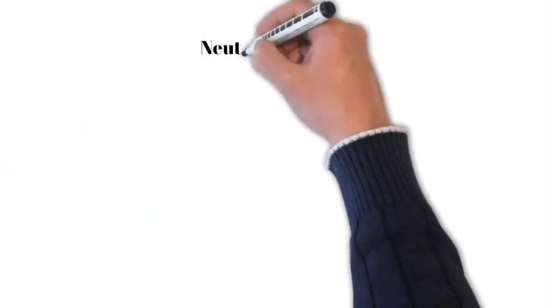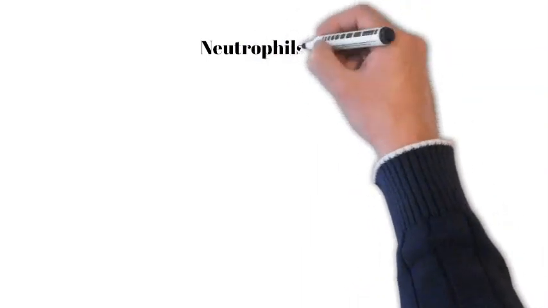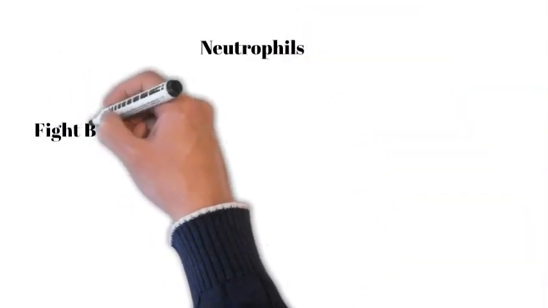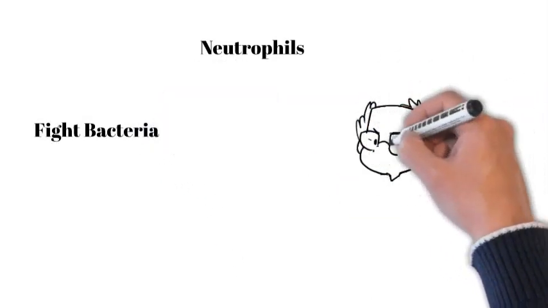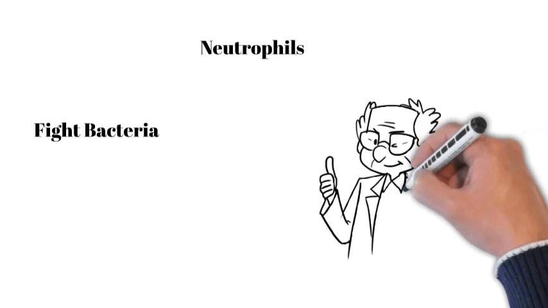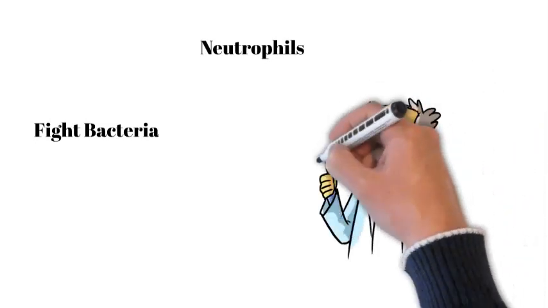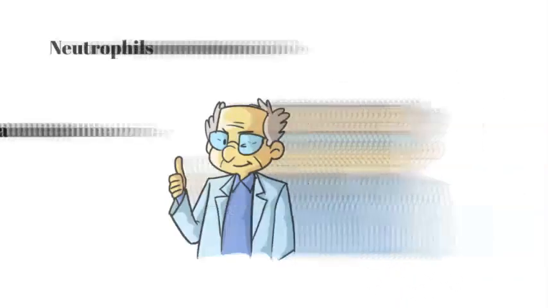Neutrophils are the most common type of white blood cell and are primarily responsible for fighting bacterial infections. When bacteria invade the body, neutrophils are quickly recruited to the site of infection, where they release enzymes and chemicals that help destroy the bacteria.